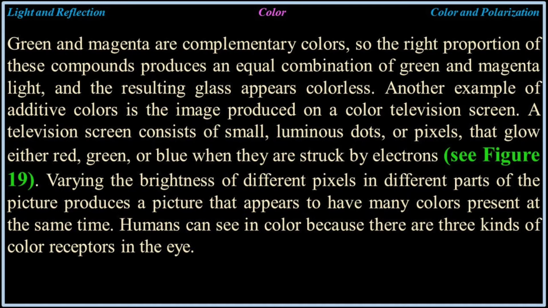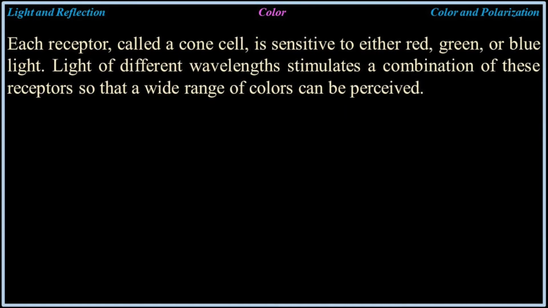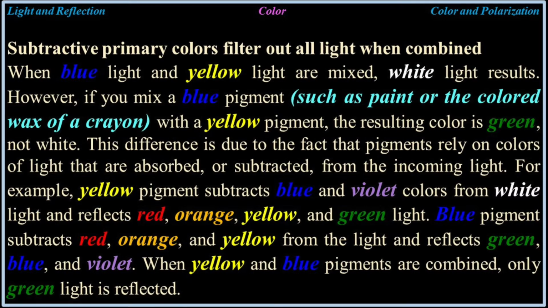Humans can see in colors because there are three kinds of color receptors in the eye. Each receptor, called a cone cell, is sensitive to either red, green, or blue light. Lights of different wavelengths stimulate a combination of these receptors so that a wide range of colors can be perceived. Subtractive primary colors filter out all light when combined. When blue light and yellow light are mixed, white light results.